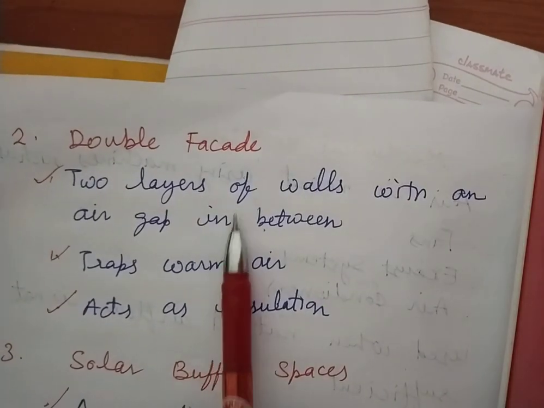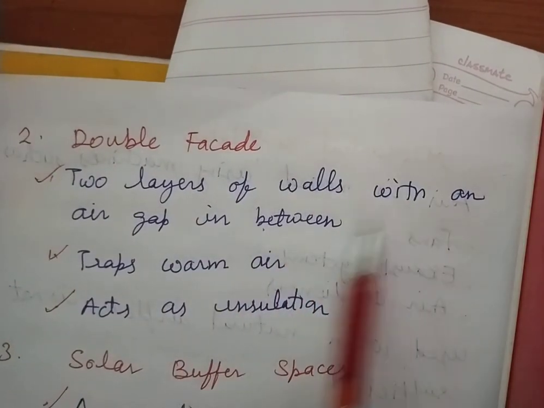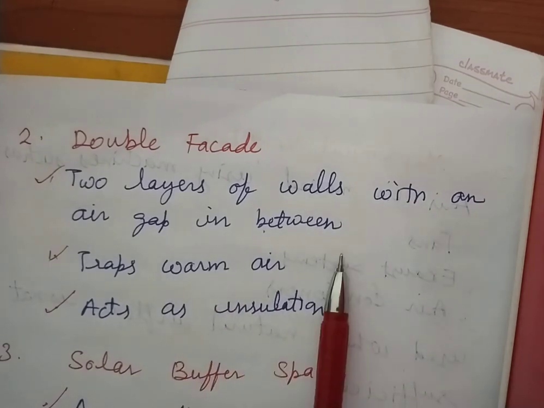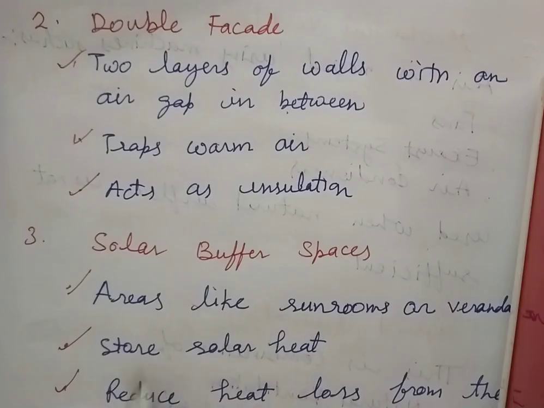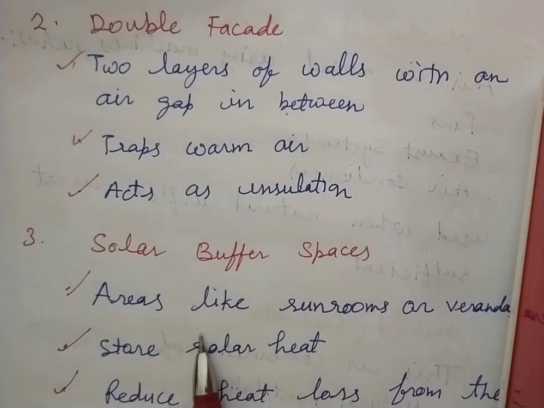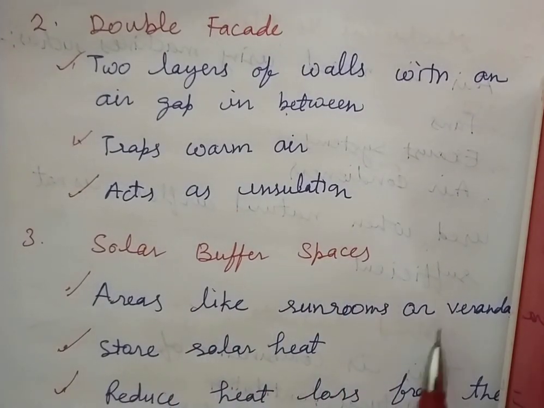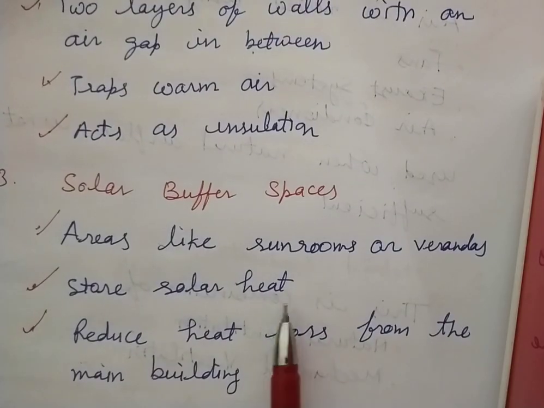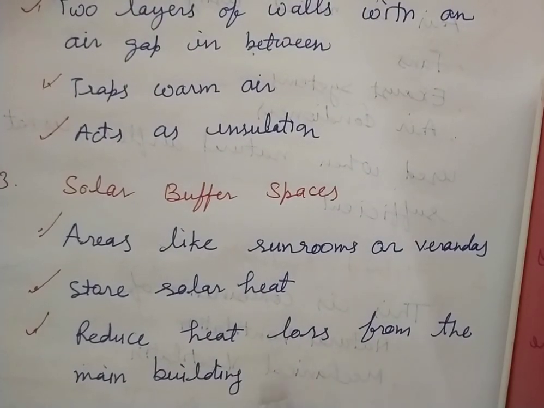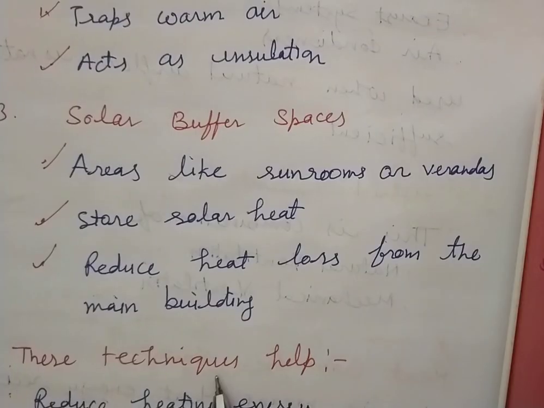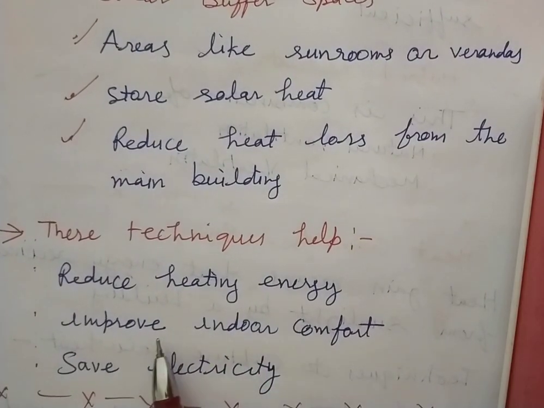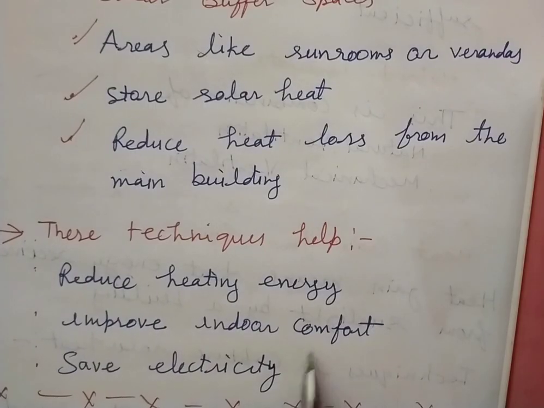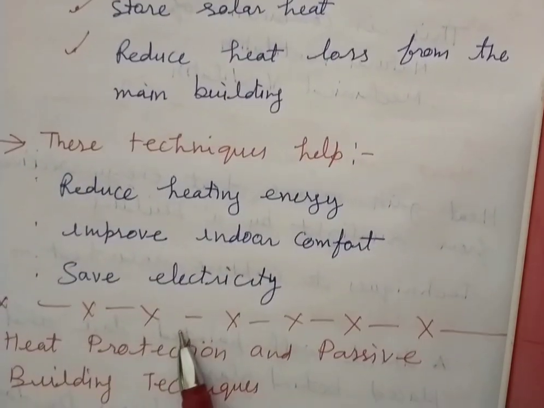Now coming to the double facade, two layers of walls with an air gap in between traps warm air, acts as insulation. Solar buffer spaces, areas like sunrooms or verandas store solar heat, reduce heat loss from the main building. These techniques help reduce heating energy, improve indoor comfort, save electricity.